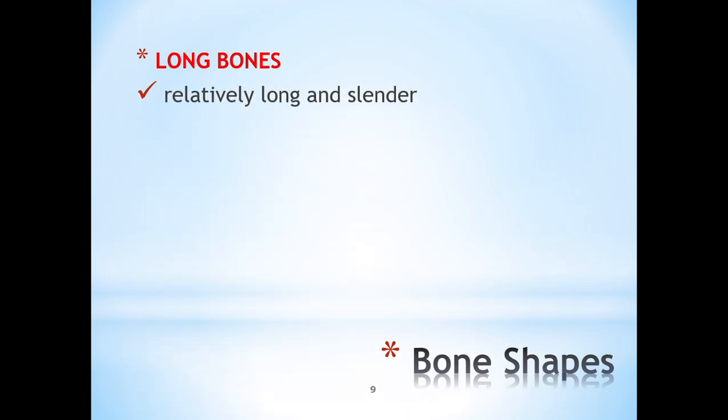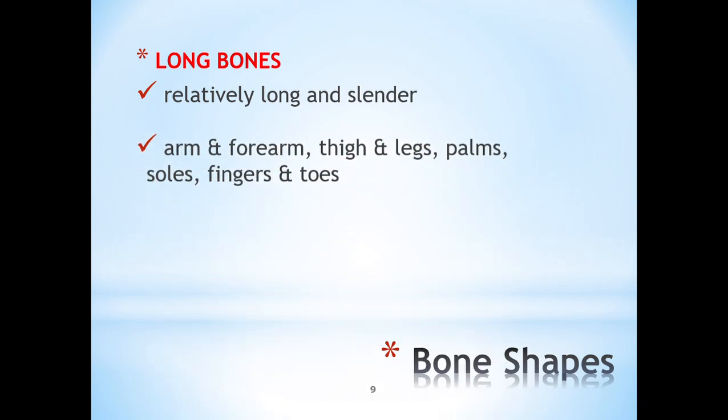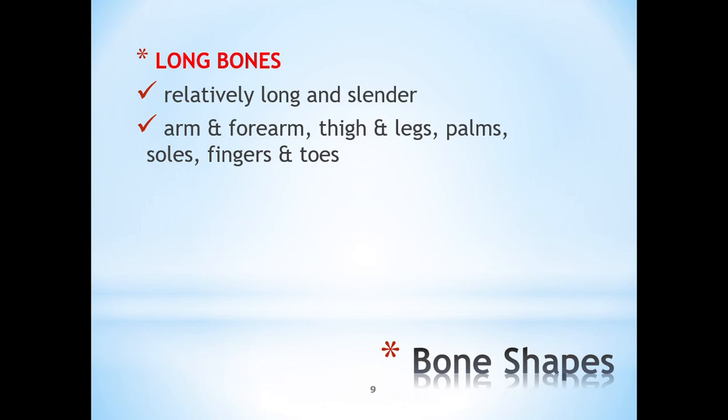Okay, so let's go to the bone shapes. There are five shapes of bones in the body. We have the long bones. These are relatively long and slender. Examples of long bones in your body are your arms, forearm, thigh and legs, palms, soles, fingers, and toes. Actually, the long bones really help in the production of blood cells.